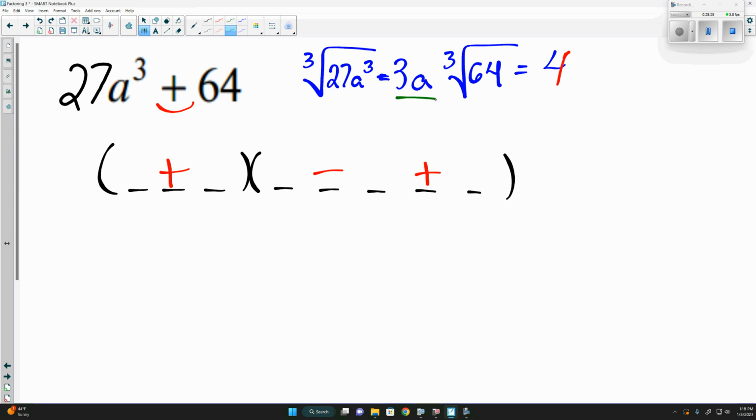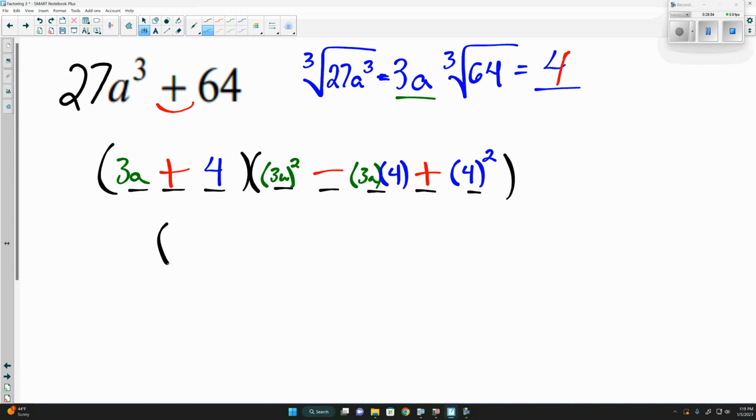Our first term is 3a. In the first spot here, we'll have 3a squared. Then we'll have 3a to the first. And our last one is 3a to the 0, or just 1. We don't have to put it in. Our second term is 4. So we'll have 4 here. Nothing with 3a. 4, and then 4 squared.